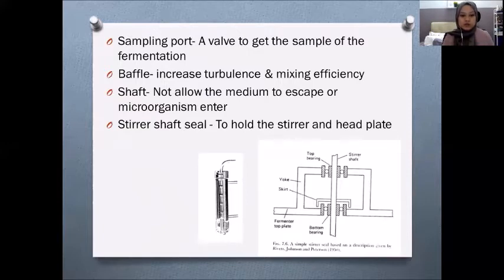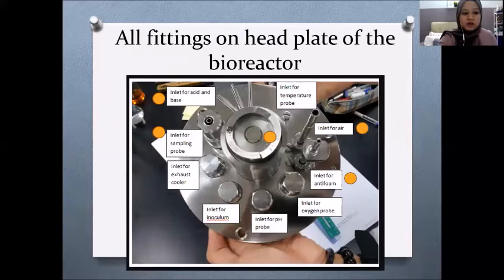Shaft seal is to not allow the medium to escape or microorganism to enter. It should have a double mechanical seal, which ensures that the medium does not leak out of the shaft housing. Stirrer shaft seal is to hold the stirrer and head plate. There are different seal designs to prevent contamination, like mechanical seal, rubber seal, brush seal, and also packed gland seal.